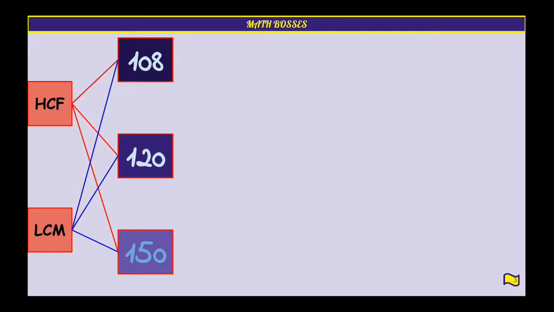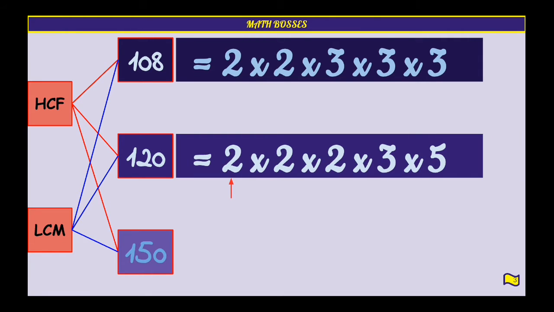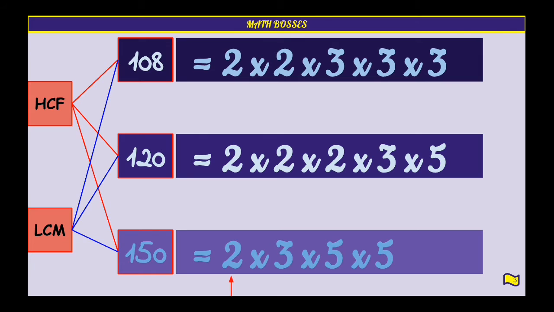So 108 expressed as product of its prime factors gives 2 times 2 times 3 times 3 times 3. 120 expressed as product of its prime factors gives 2 times 2 times 2 times 3 times 5. And 150 expressed as product of its prime factors gives 2 times 3 times 5 times 5.